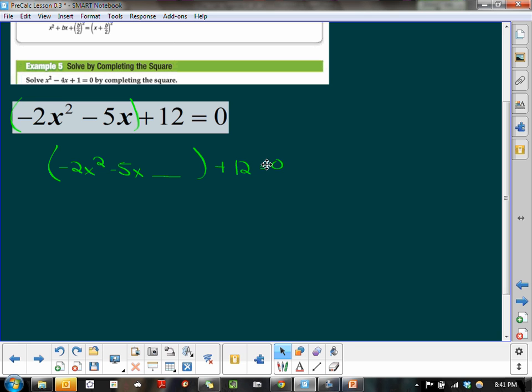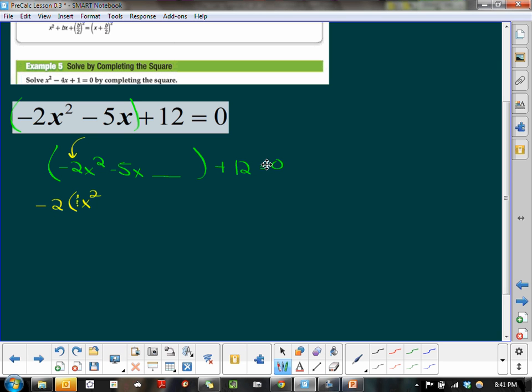The other thing that we need to do is always make sure that our leading coefficient is a 1. If it's not a 1, we're going to have to factor it out of the set of parentheses that we put in there and make it a 1 so that we can complete the square. So really what I'm going to do is factor out a negative 2. When I factor out a negative 2, I'm really dividing by negative 2. So negative 2 divided by negative 2 is x squared. I force this to be a 1, which is my grand scheme of this whole design here.